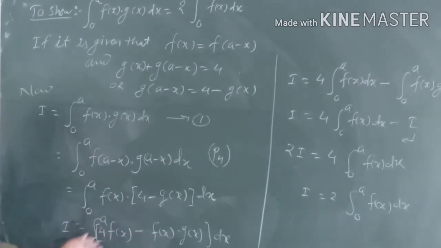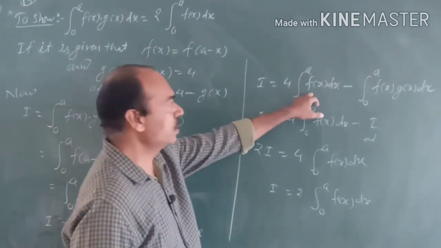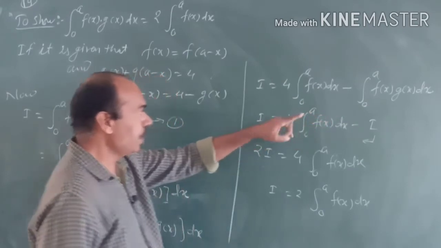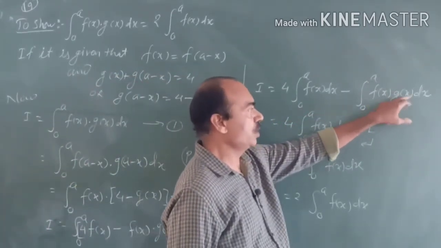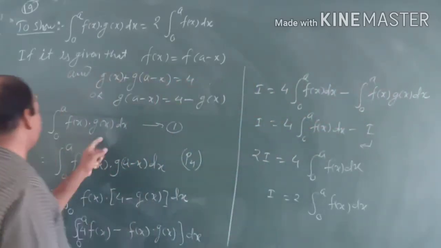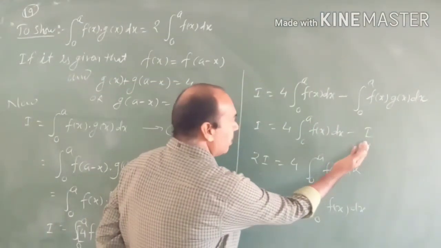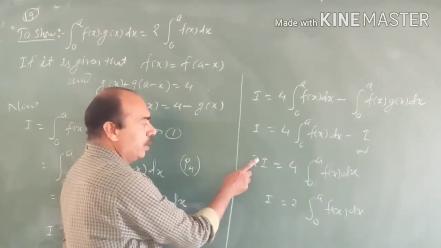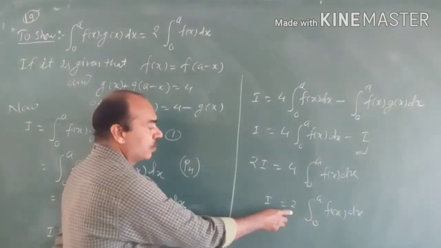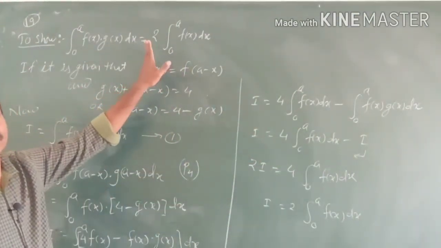Now separate the integral. See there, integral I is equal to 4 times integral of f(x) dx, and that side, integral of f(x) into g(x) dx, 0 to a. This is our integral I. So write here I. So this minus I, when you transfer it to the left side, it will be plus I, so 2I. 2 and 4 cancel out. So I is equal to only 2 times the integral from 0 to a of f(x) dx. This is our target. Okay.